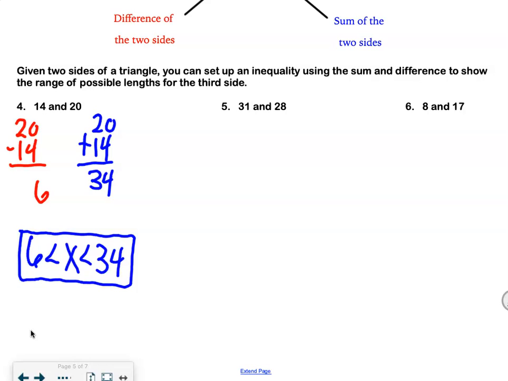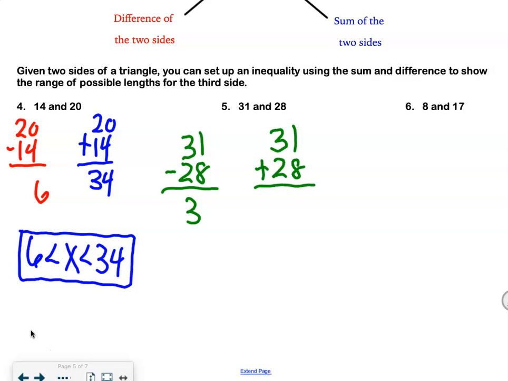Wait, so when you're subtracting, it's the bigger number? When you subtract, you subtract the smaller number from the bigger one. Like 31 minus 28. What's 31 minus 28? 3. Right, it's simple math. What happens when we add them? 59. So x has to be between these two numbers.